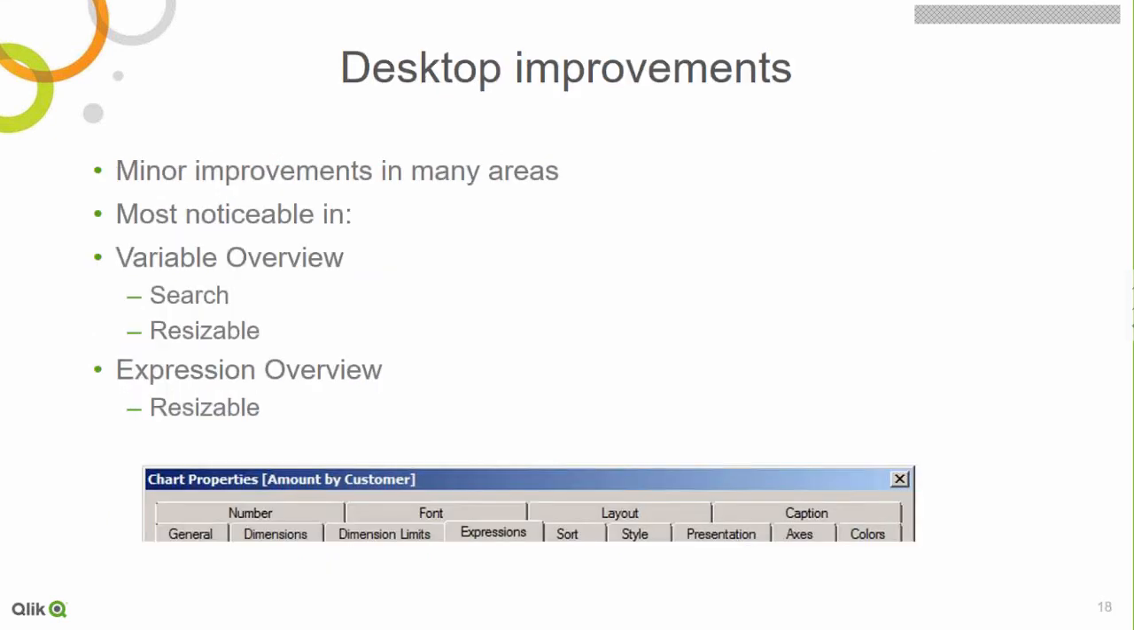There are some minor desktop improvements. So I'm a desktop guy. These are very small changes, but they're pretty nice, right? If you work a lot in desktop, having a search in the variable overview, that's been on our wish list for a long time, so that's going to be awesome. The chart properties, you no longer have those little arrows to scroll the tabs. They are actually multi-line, which was pretty terrible before. So that's awesome.